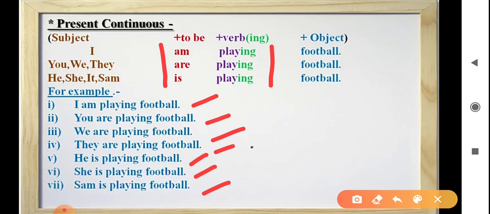I is always followed by the am. You, we, they are plural subjects. That's why they are always followed by the are. He, she, and the name of a person are singular. That's why they are always followed by is.